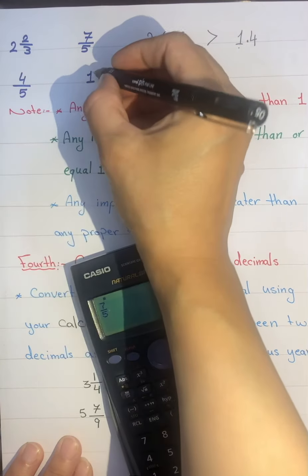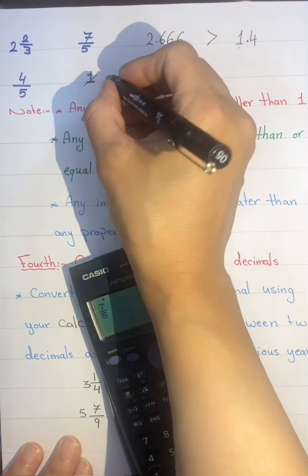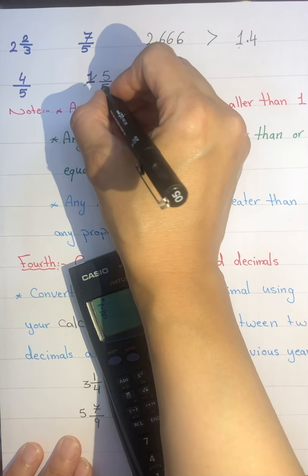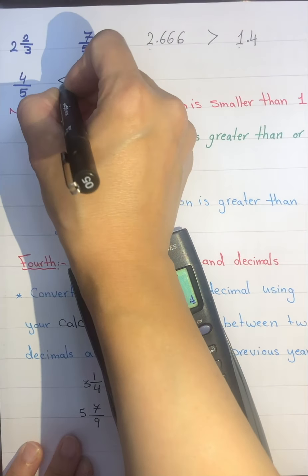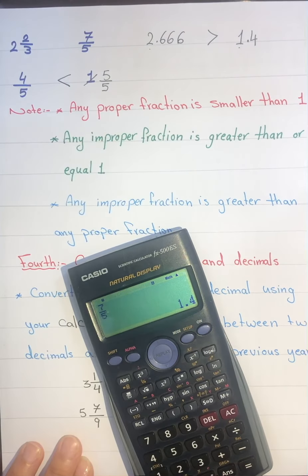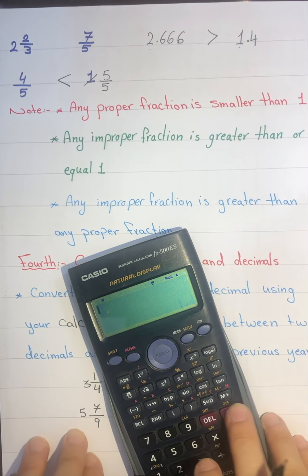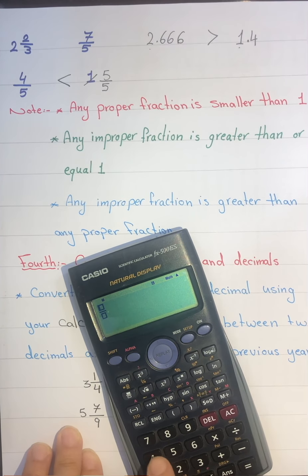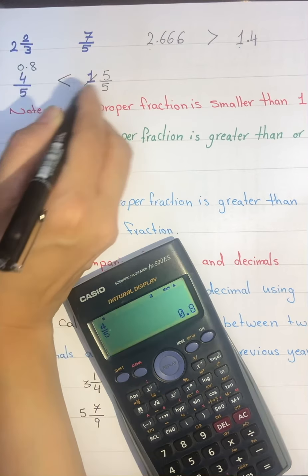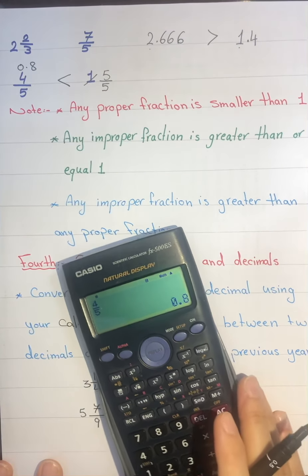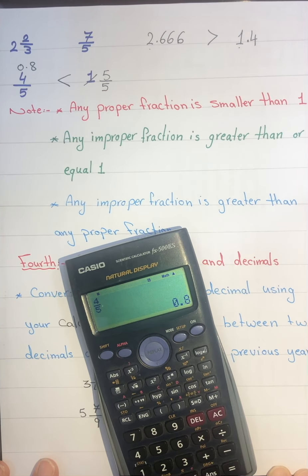Okay, 1 is greater than any proper fraction. 1 means 5/5. Okay, it means 5/5 is bigger. If I want to check, can I change 4/5 into decimal? Yes. 4/5, change it into decimal, 0.8. Which is biggest? 0.8 or 1, 1 is bigger.